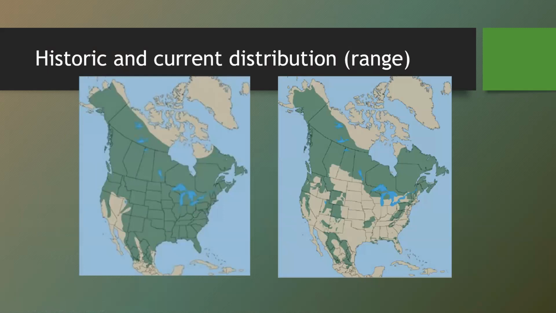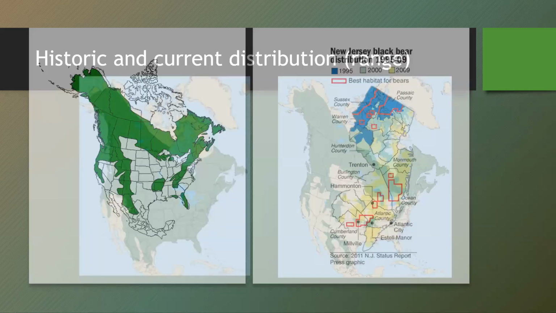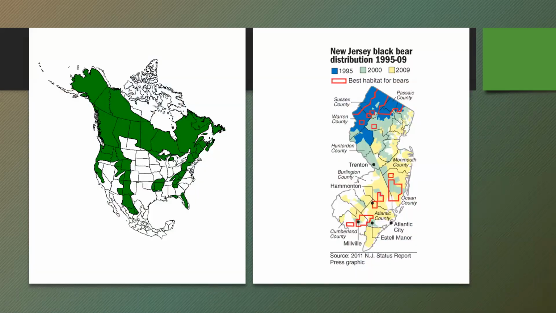So this is a distribution map, right? It shows where they are across their entire range, but it can also be helpful to zoom in on various parts of ranges. And so looking here just at the New Jersey black bear distribution, notice that even within New Jersey, their locations are spotty and they change over time. So blue denotes 1995, the green is 2000, and the yellow is 2009. So look at how the changes have occurred in their distribution, even across a pretty short period of time.